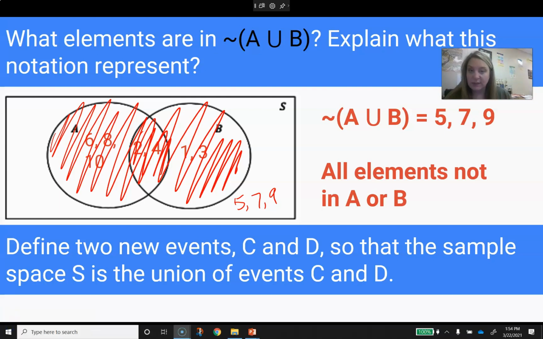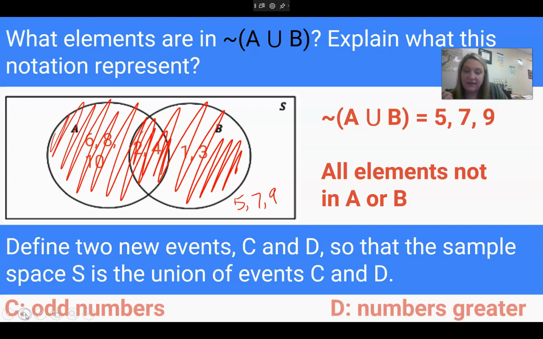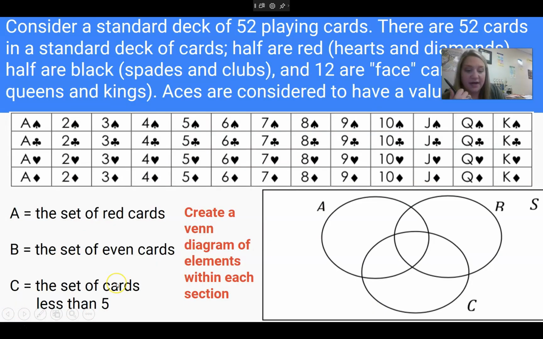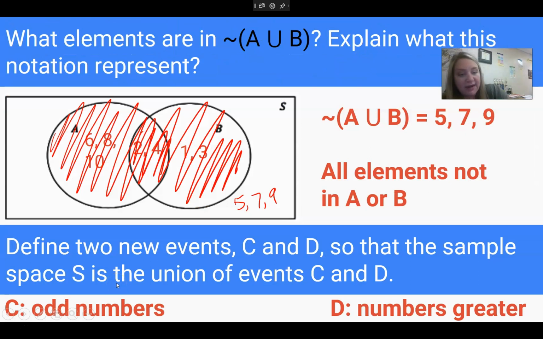All right, so what did we come up with? So what events C and D could we come up with to include my values that are left over? Well, I could make event C odd numbers, and I could make event D numbers that are going to be greater than 5. Sorry, kind of got cut off. Greater than 5. So we have odd numbers, even numbers, and then numbers greater than 5.